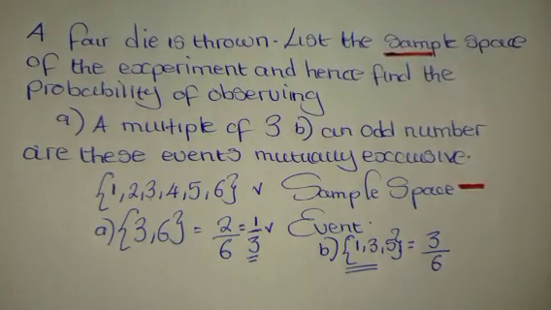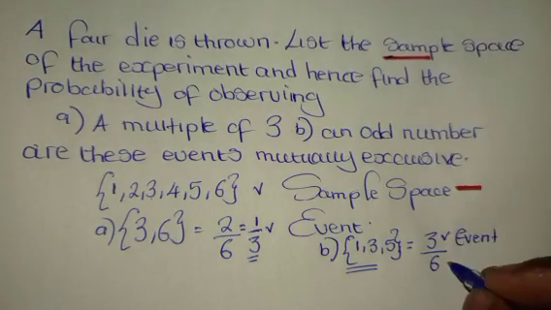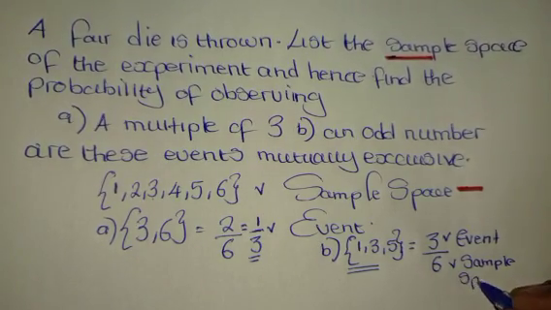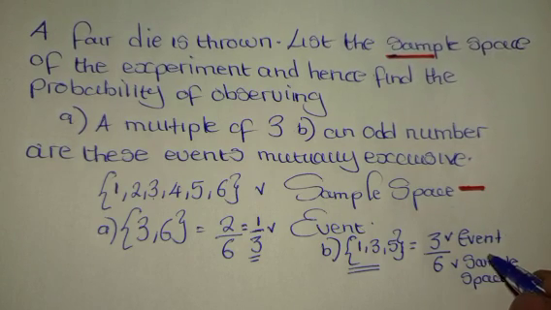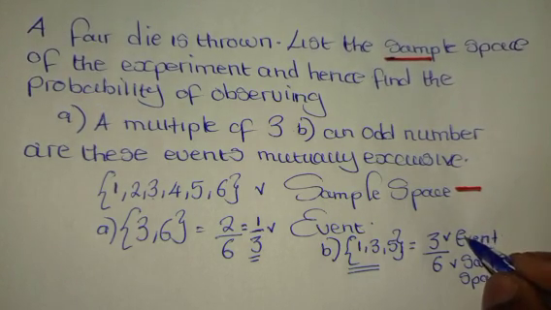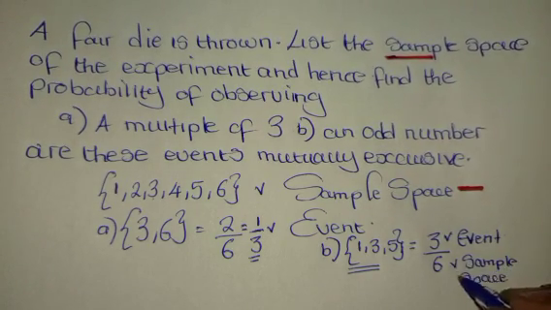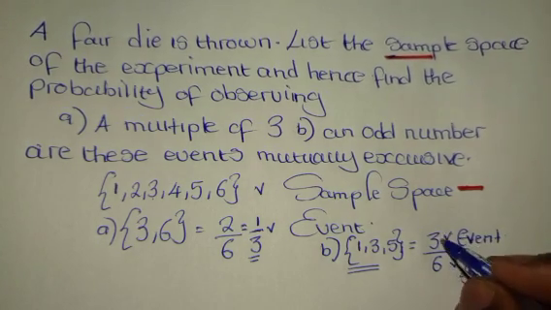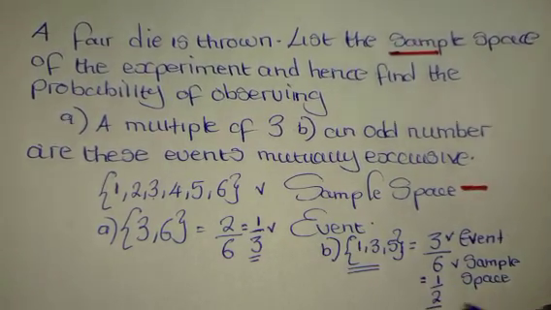And how many sides do you have on the die? You have 6 sides. So this 3 is what is referred to as the event, and the 6 is what is referred to as the sample space. Why? Because an event is a subset of the sample space. The value of the event can never surpass the value of the sample space, because a subset is a set within a set, so these 3 should be within the range of the sample space. If you further simplify, you get your answer to be 1 over 2.